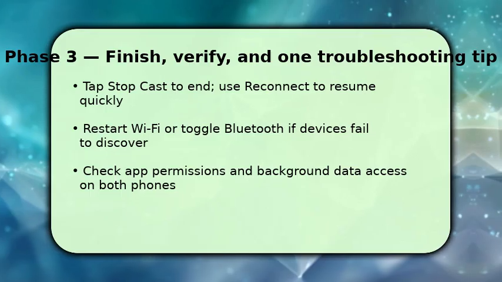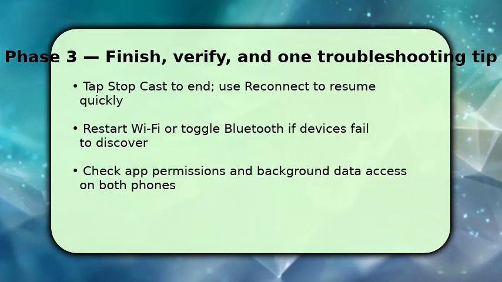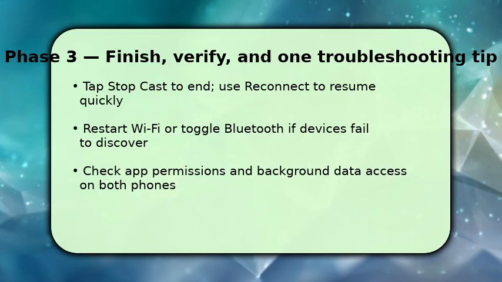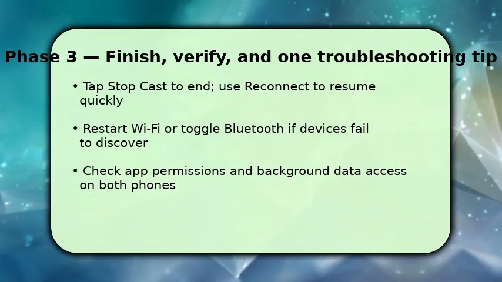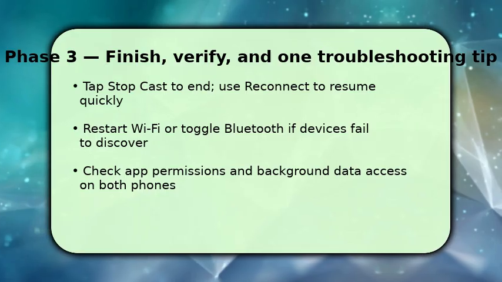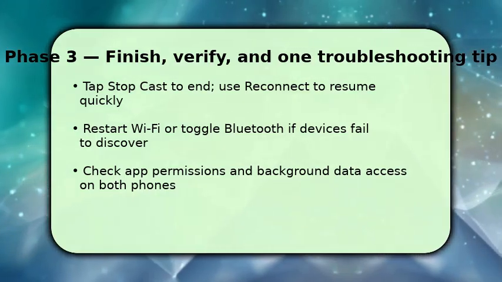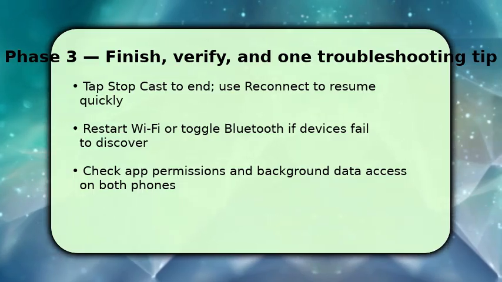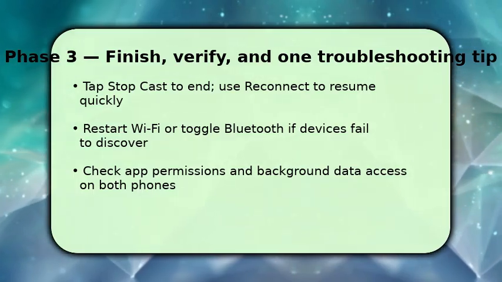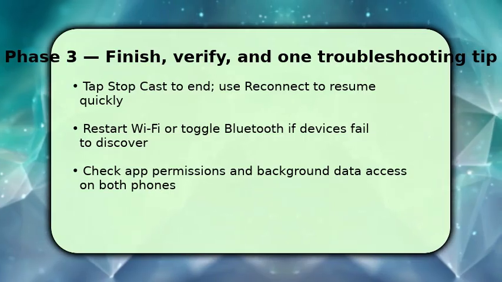If Discovery fails, restart Wi-Fi or toggle Bluetooth on both phones because transient radio glitches are the most common cause. Also check app permissions, background data, and battery saver settings. These can block casting. If audio lags, lower resolution. If video stutters, move phones closer or switch to a 5 GHz network.